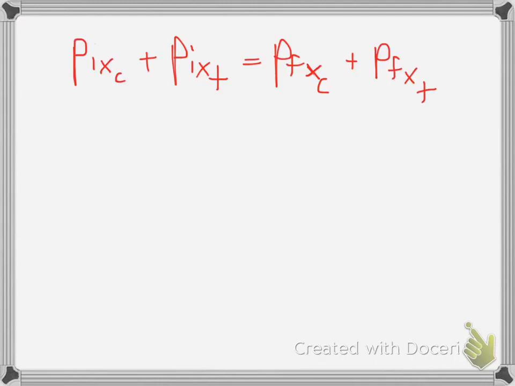Well, this is just a good old two-dimensional conservation of momentum problem. The initial x momentum of the cue ball, I'm going to denote that with a little c here, plus the initial x momentum of the target ball is going to equal the final x momentum of the cue ball plus the final x momentum of the target ball. This means my total system is considered the cue ball and the target ball together. And the grand total x momentum of the system is the same before and after the collision.